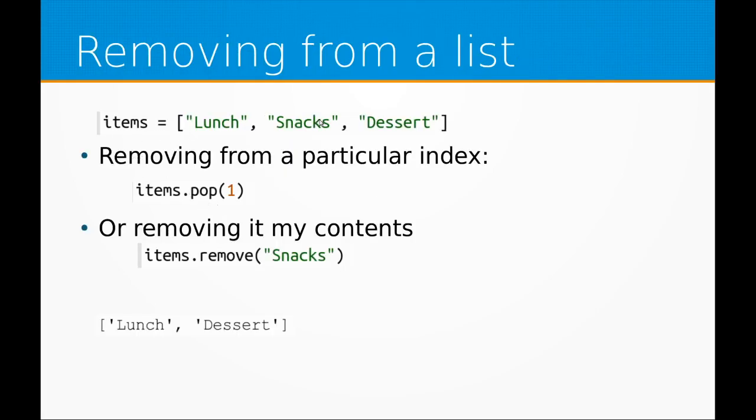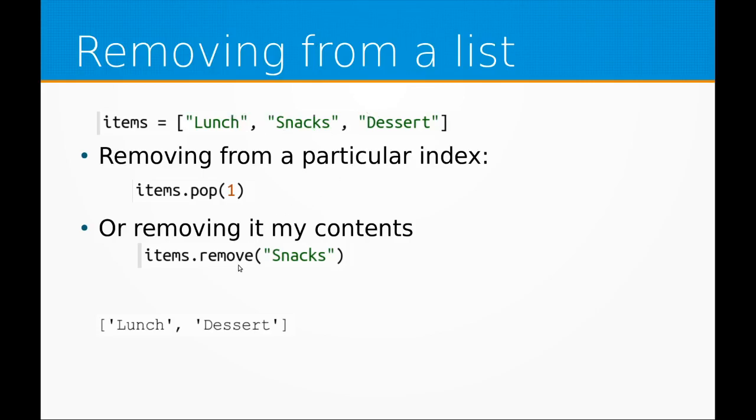Okay, how do you actually remove something from the list? Well, if we remember our indexing, 0, 1, 2, we can just say pop 1, and that would be 0, 1. So we'll pop snacks out of the list, and it will just go pop, and then you'll be left with those two.